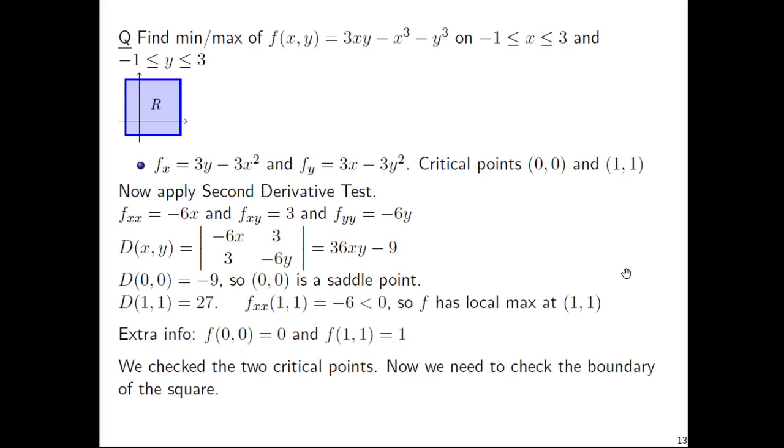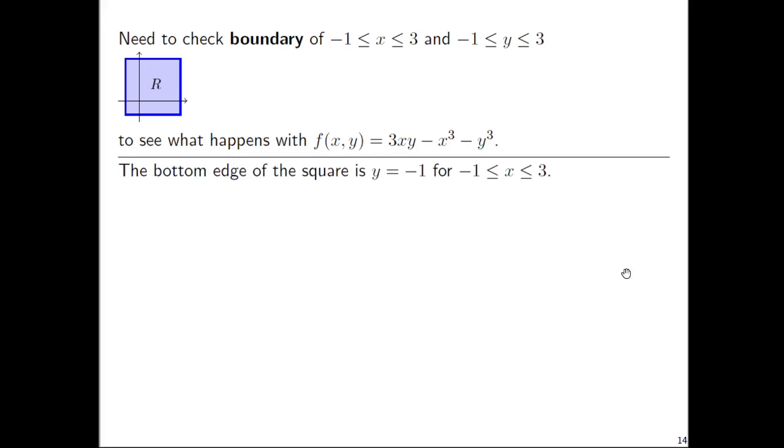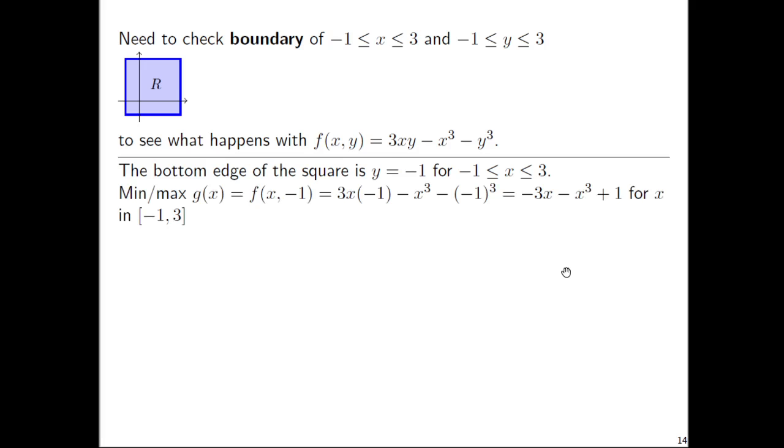Okay, so now we'll check the boundary. So I've written the square in a much more compact notation here, so it's a lot easier to read what's going on. The bottom edge of the square, for instance, y is equal to -1, while x ranges between -1 and 3. So y is always -1, so let's plug in -1. In the end, once simplifying, we're looking at the function -3x - x^3 + 1, which we've named g(x). We're trying to look at that for x values between -1 and 3.